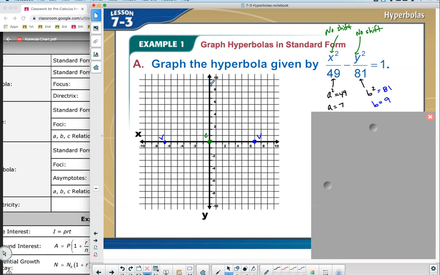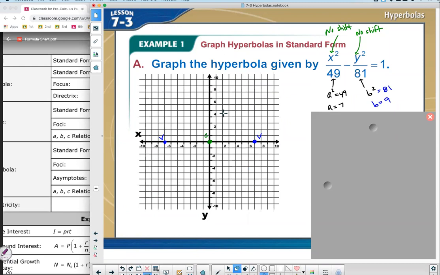In an ellipse, you would go up, down, and down 9 from the center. And then we would connect those 4 points. We'd say, okay, here's my ellipse. My ellipse will look like that. But that's an ellipse. What's different with the hyperbola is this.